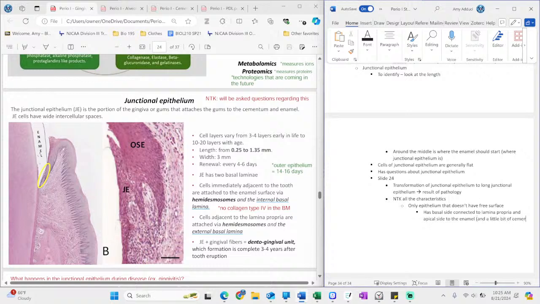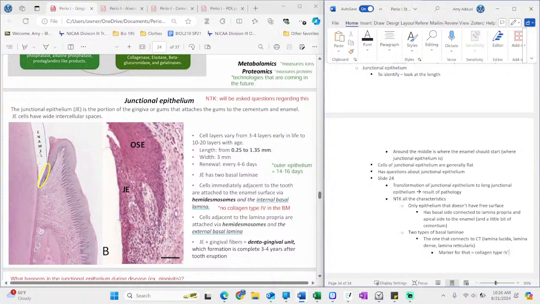Okay? You need to remember that there are two types of lamina or basement membranes involved in this epithelium. The one that connects with connective tissue is similar to any other basement membrane that connects an epithelium to connective tissue. So remember the structure: lamina lucida, lamina densa, and lamina reticularis. A marker for that, collagen type 4.